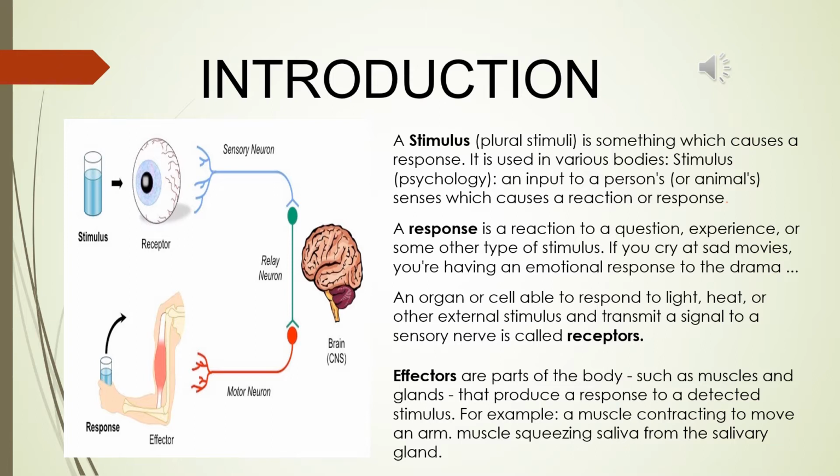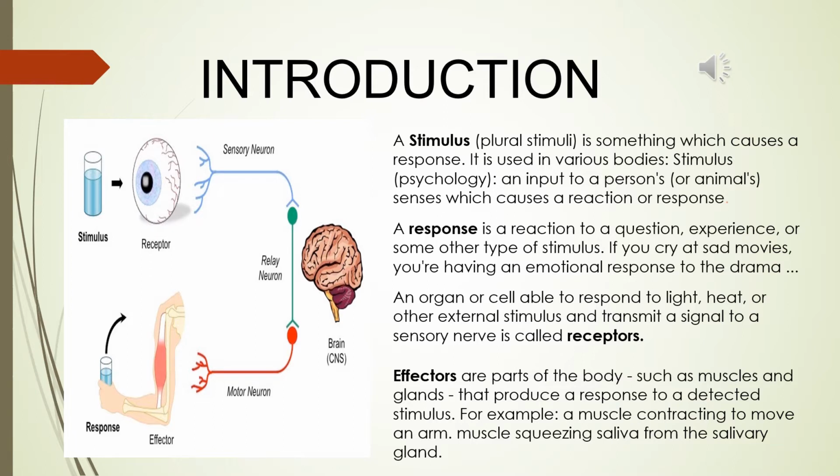Now, there are two types of sensory organs. One is receptor, another one is effectors. An organ or cell able to respond to light, heat, or other external stimulus and transmit a signal to a sensory nerve is called a receptor. Effectors are parts of the body such as muscles and glands that produce a response to a detected stimulus. For example, a muscle contracting to move an arm, or a muscle squeezing saliva from the salivary gland.